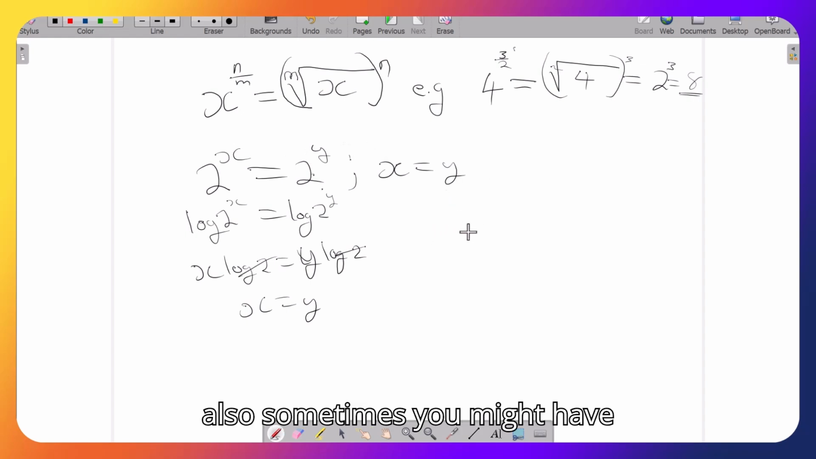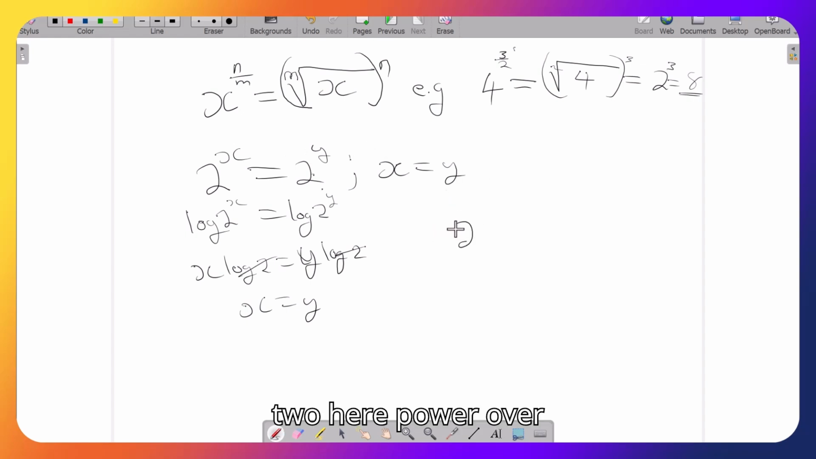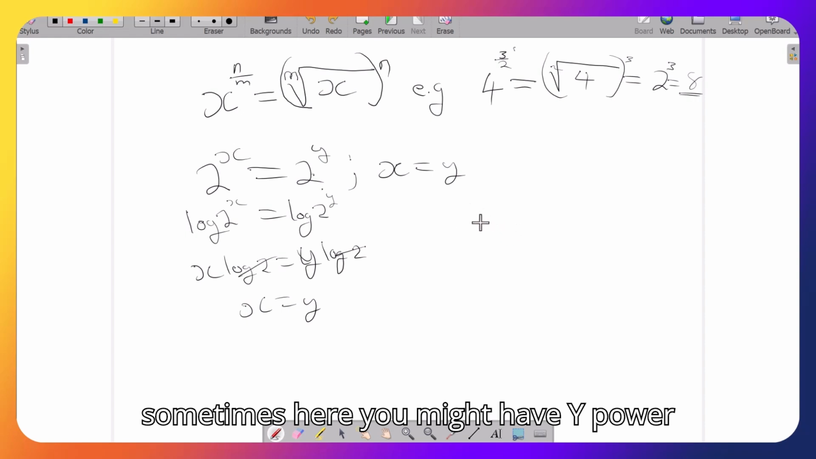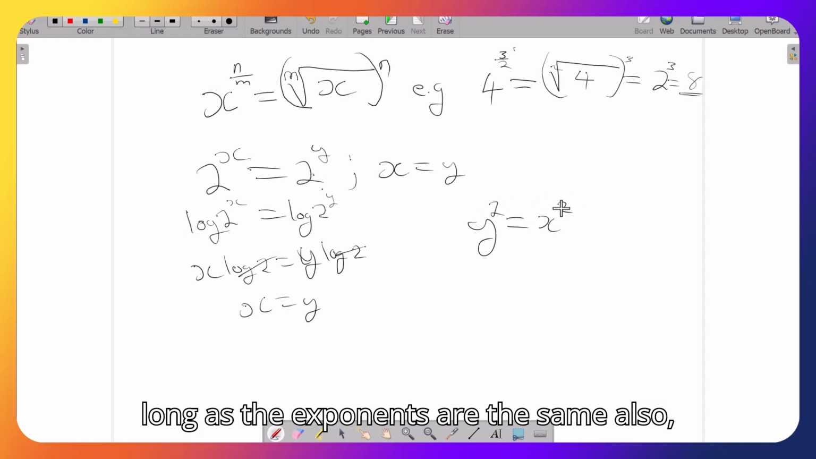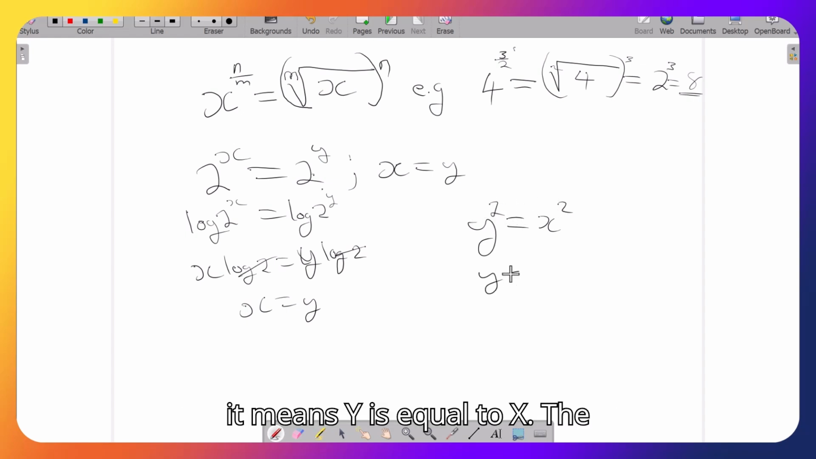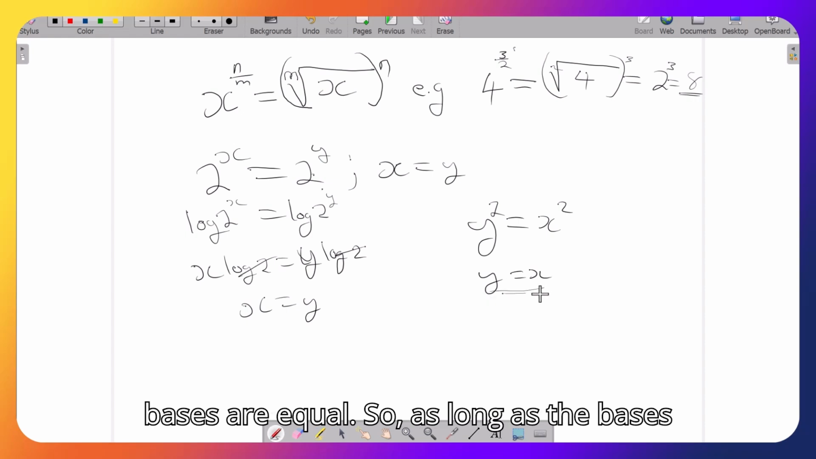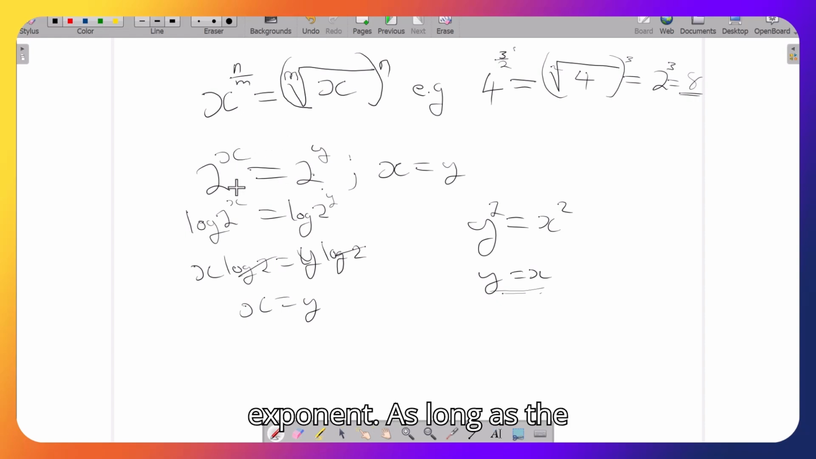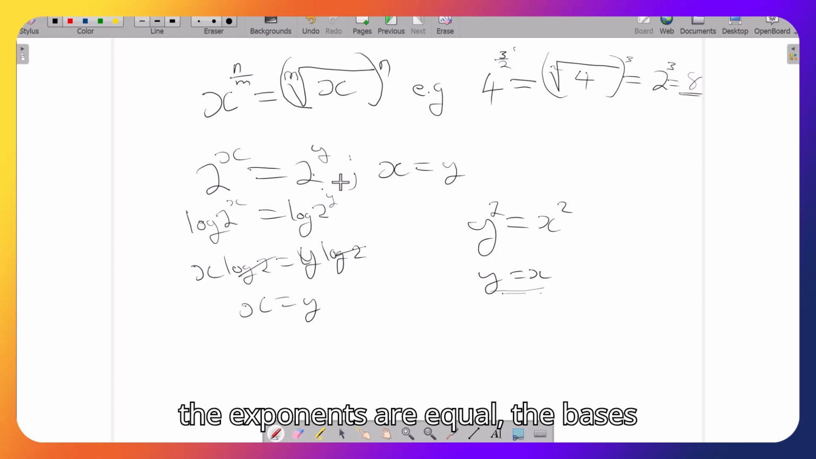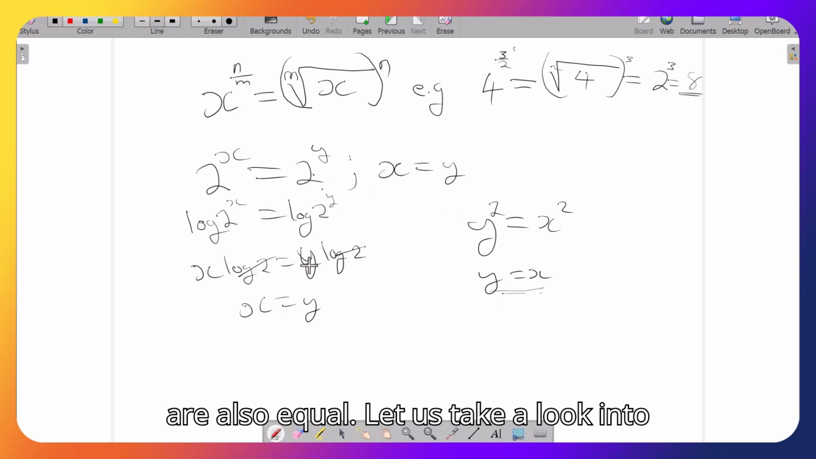And also, sometimes you might have y power 2 is equal to x power 2. As long as the exponents are the same also, it means y is equal to x. The bases are equal. So as long as the bases are the same, you bring down the exponent. As long as the exponents are equal, the bases are also equal.